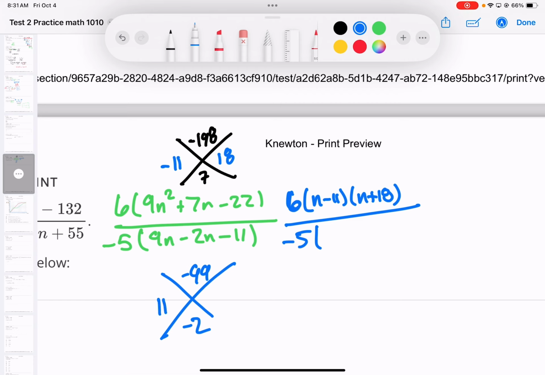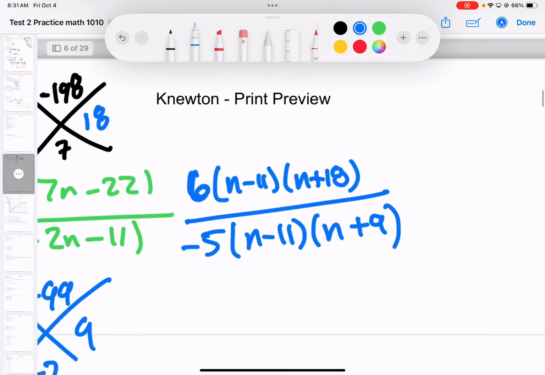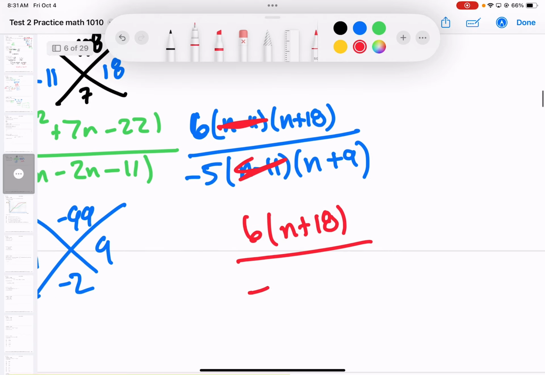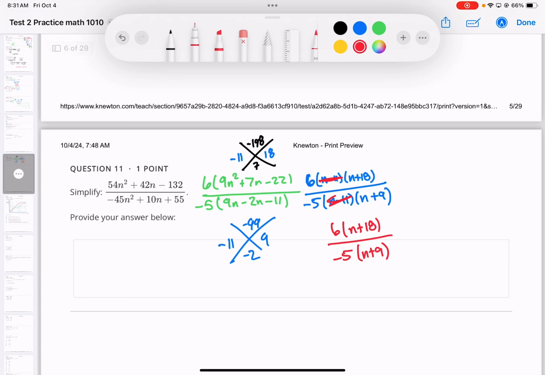And that's a negative, so I got minus 11. Okay, so now I can cancel this out. This reduces, so I got 6 and plus 18 over negative 5 and plus 9. And that's fully simplified.